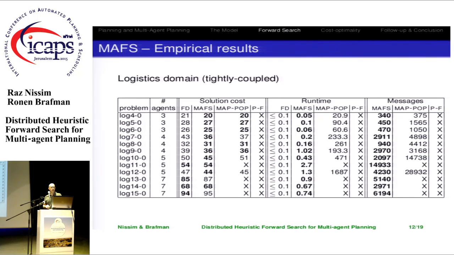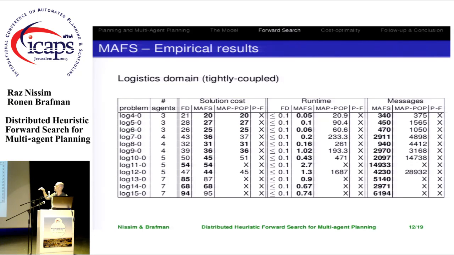So let's talk about the experimental results. This is for the logistics domain, which is an inherently tightly coupled domain. Not many private actions, most actions are public. And we see three metrics here: first, the solution cost, then runtime, and then messages. Let's start with solution cost. The first thing that you can see, and as I said, this is tightly coupled problems, is that planning first, that column of X's, did not solve any of these problems. MapPop was successful in solving most of them.